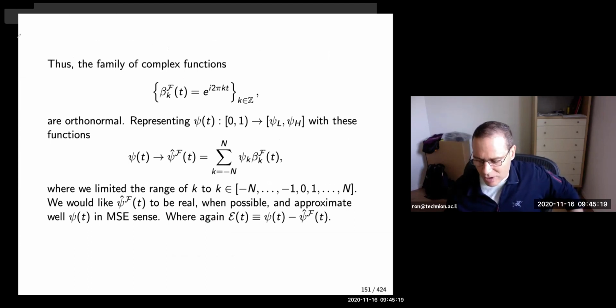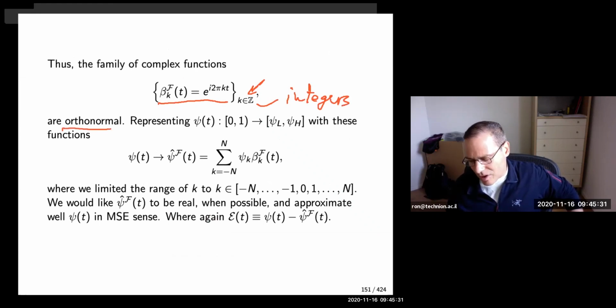So the family of complex functions that is defined as such, where k belongs to the integers, is orthonormal, okay? So now the question is, what happens when I'm trying to represent a function, a real function? So this guy belongs to the real functions, okay? Each and every number here belongs to R. In fact, you can write it like that or like that, okay? Instead of the lower limit and the upper limit that belong to R.